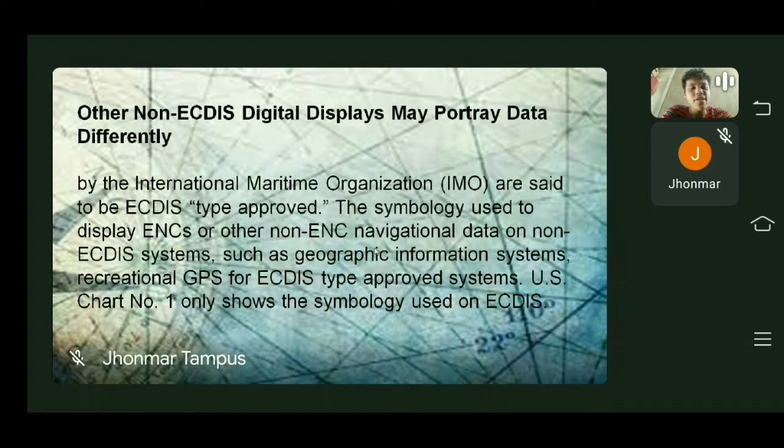Other non-ECDIS digital displays may portray data differently. The symbology used to display ENCs or other non-ENC navigational data on non-ECDIS systems, such as Geographic Information Systems or recreational GPS, may differ. For ECDIS systems type approved by the International Maritime Organization, US Chart Number 1 only shows the symbology shown on ECDIS.